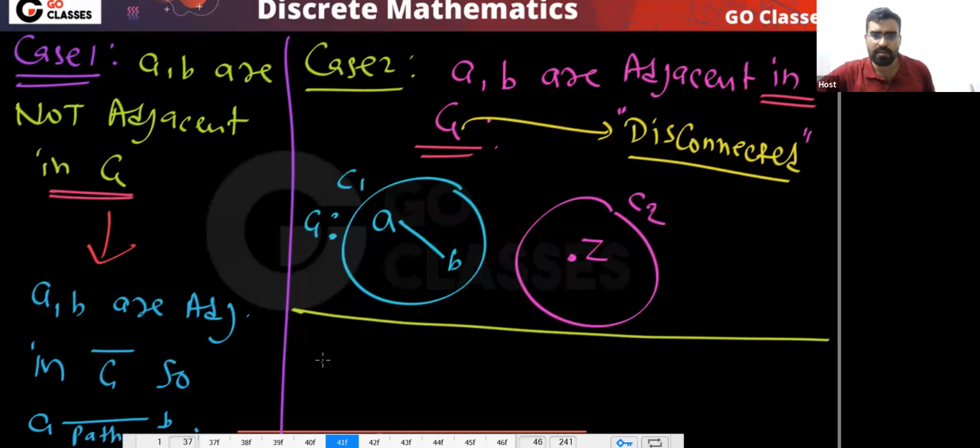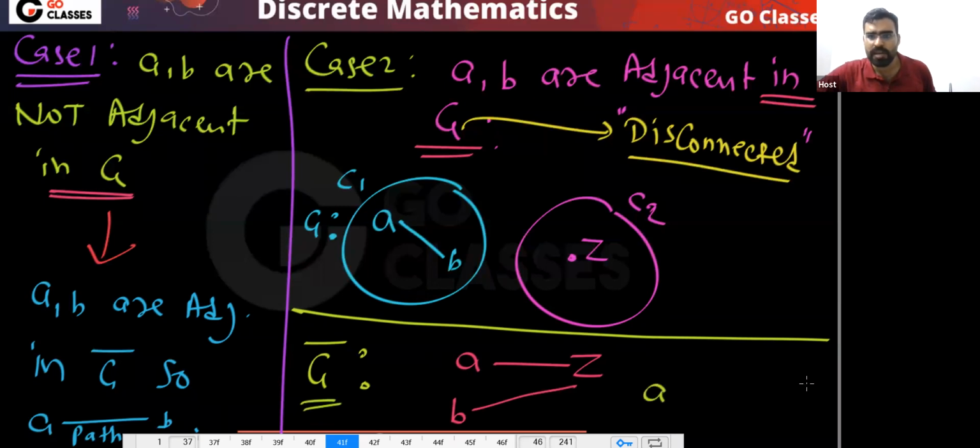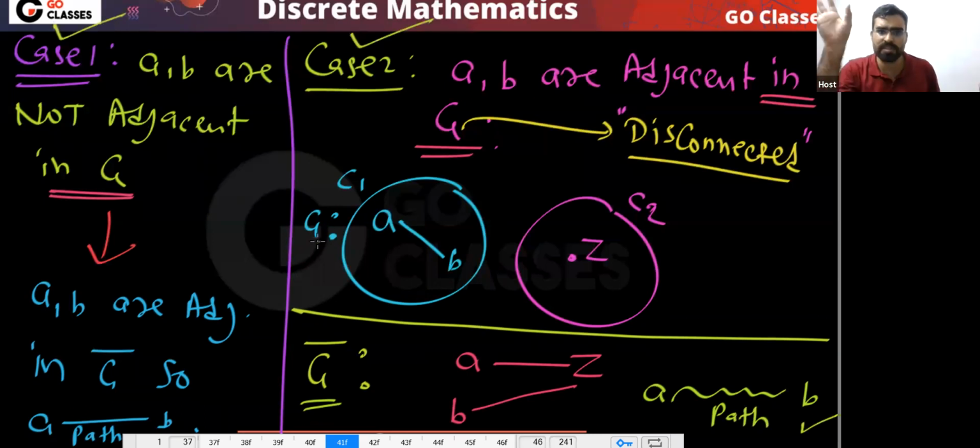So what will happen in G bar? Now tell me what will happen in G bar. If they are not adjacent in G, then they will be adjacent in G bar, and they will be adjacent like this. Yes or no? So finally, what it means? It means there is a path between A comma B. And this is what we wanted to prove. So whatever case happens, case 1 or case 2, there is a path between A comma B. Yes or no? Did you understand the proof?